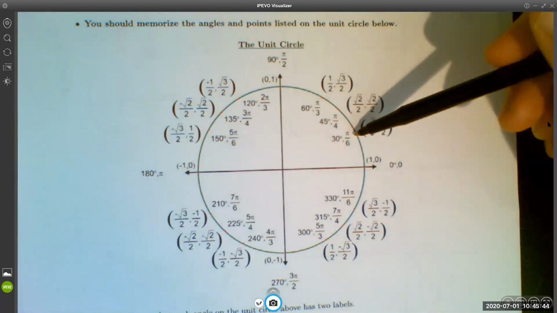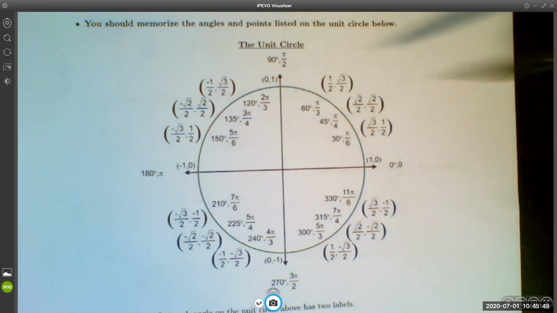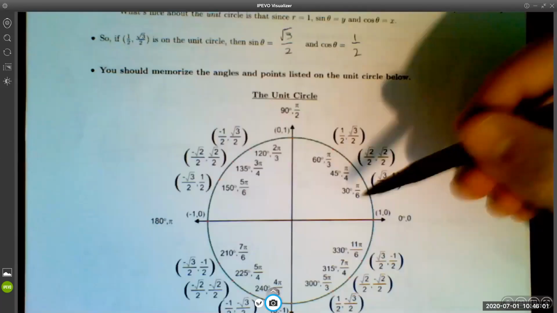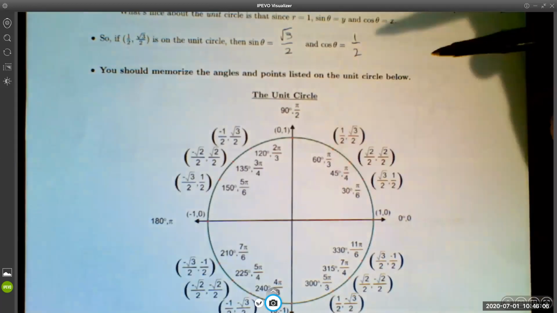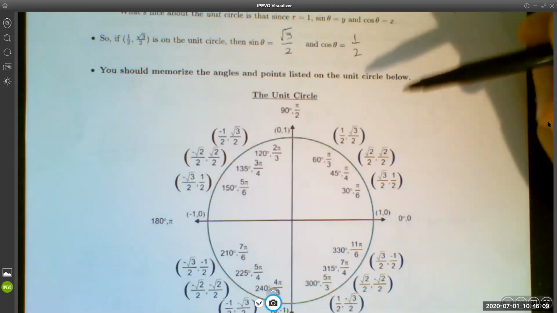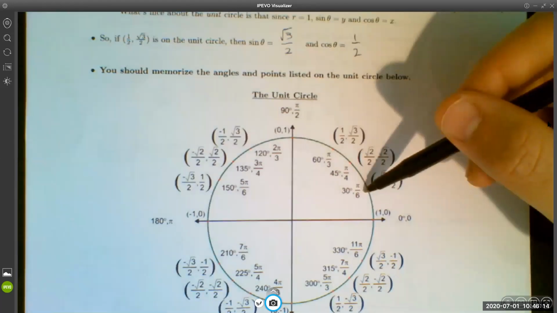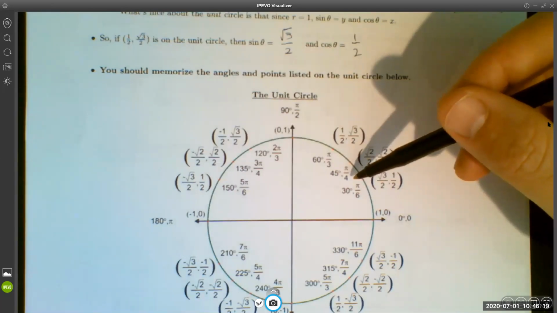You may be curious, if you've never seen radians before, about what this pi over 4, pi over 6, pi over 3 is. What are they doing? Well, we're going to talk about radians on the next page, as a matter of fact. Radians are another way to measure angles. We've been using degrees so far, but we can also measure angles in radians. So we'll talk about what that means. But 30 degrees is the same thing as pi over 6 radians. 45 degrees is the same thing as pi over 4 radians, and so forth.